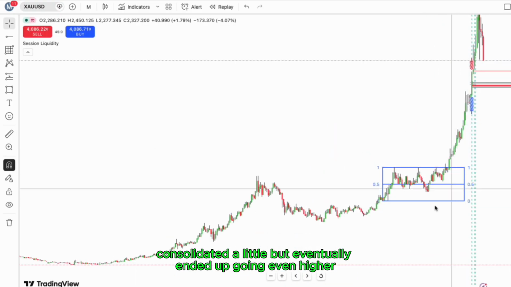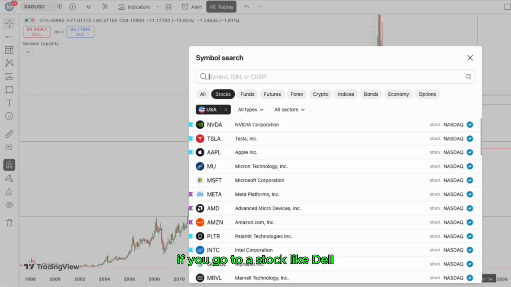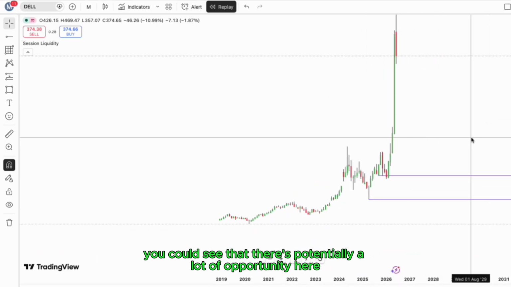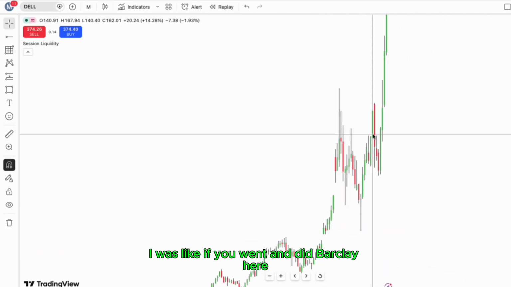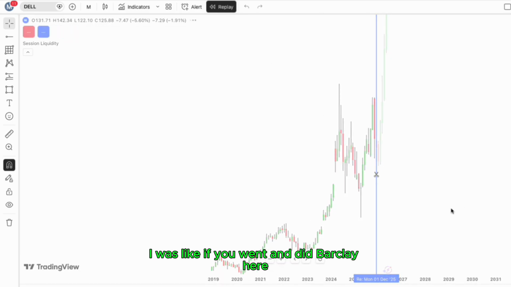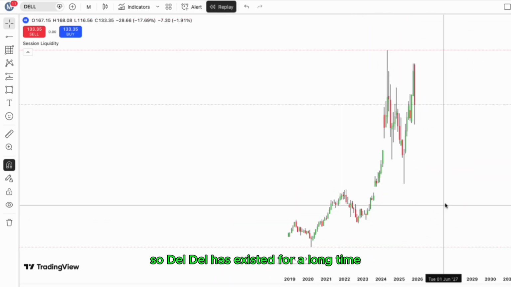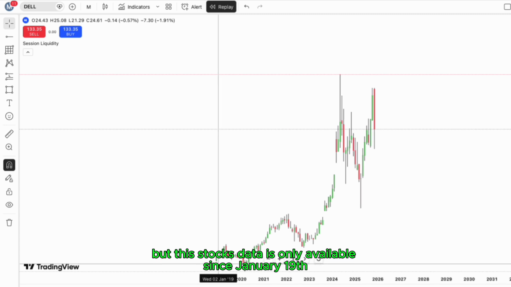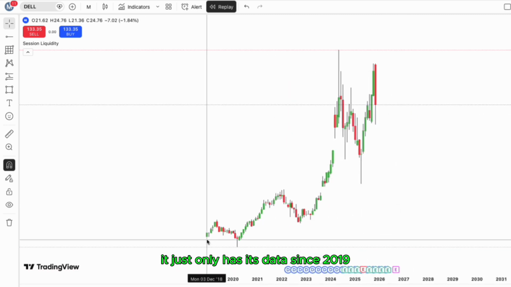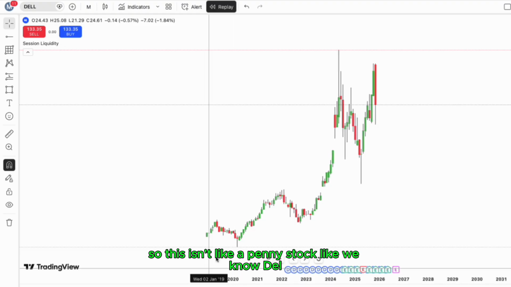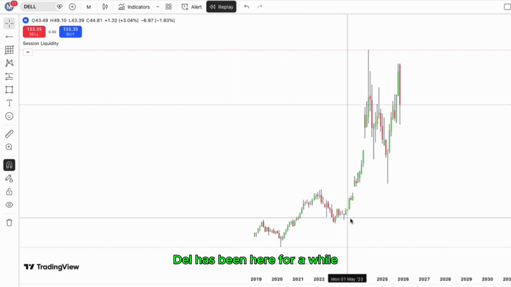but eventually it ended up going even higher. If you go to a stock like Dell, you could see that there's potentially a lot of opportunity here. So Dell has existed for a long time, but this stock's data is only available since January 2019. So you could trust it as a stock. It just only has its data since 2019. So this isn't like a penny stock. Like, we know Dell. Dell has been here for a while.